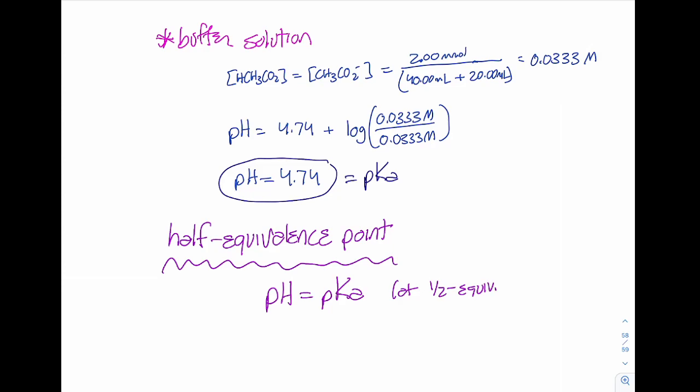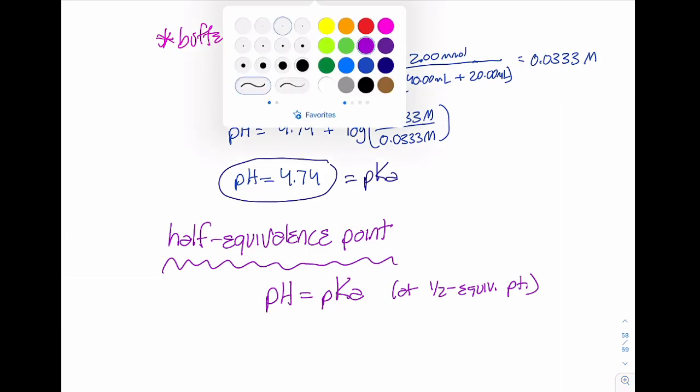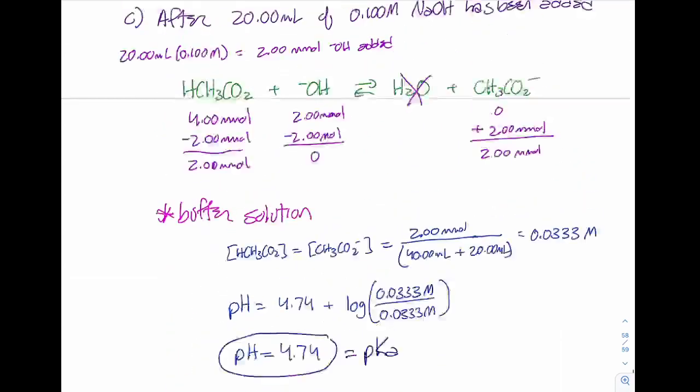Kind of redundant to write this, but our pH is equal to the pKa at the half equivalence point, which can save you some work, again, if you recognize that. If you didn't know that 40 milliliters was your equivalence point, or the volume needed to get to your equivalence point, then you wouldn't know that 20 was half of it. Okay. We are on D.